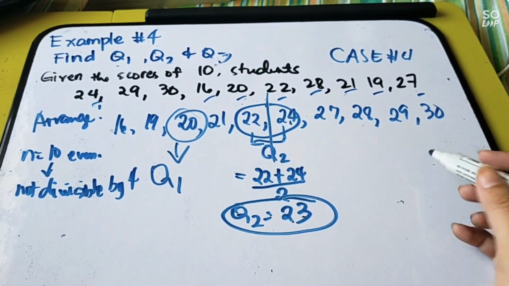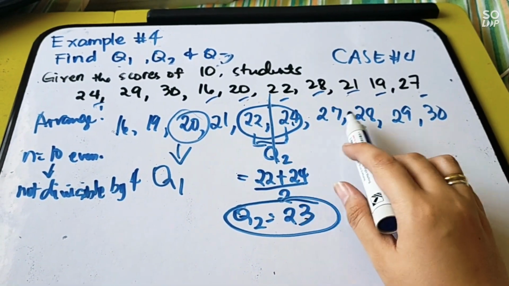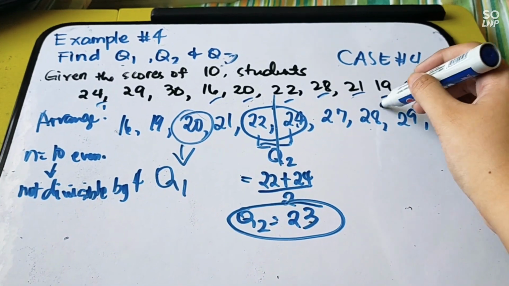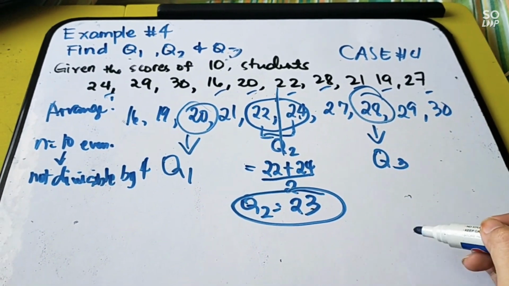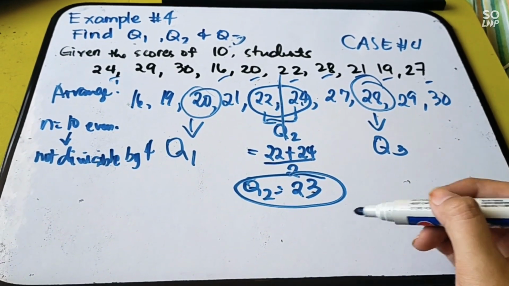O, ganun lang kasimple. Dito, 5 ulit to. 1, 2, 3, 4, 5. Pinakagitna, we have here 28. So, this is your quartile 3. Ganun lang po kasimple. Okay?